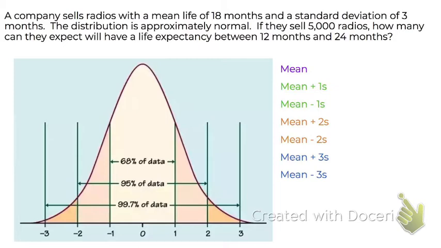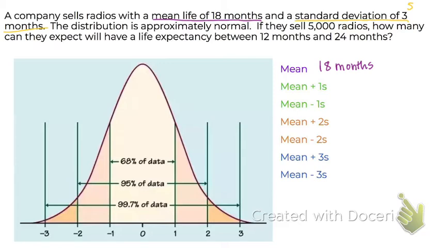We're going to talk about this graph and what it means, but first, let's come up with some of the key data points that we need to label the graph. So first is the mean, which they give us. They're telling us that the mean is 18 months. They're also telling us that the standard deviation is 3 months. That's what we're referring to as S in these calculations.